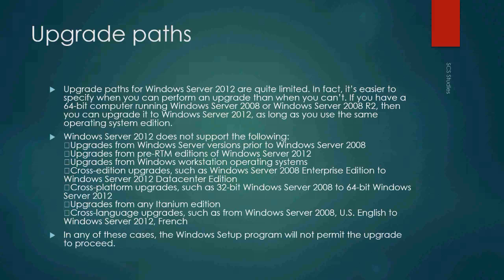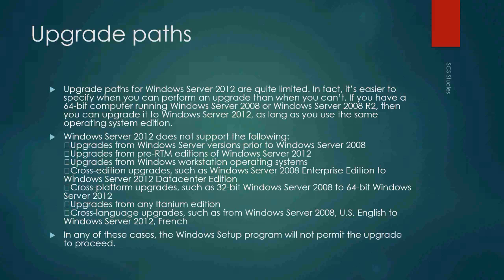The second point is upgrade from pre-RTM editions of Windows Server 2012. That means if you have any pre-RTM edition installed in your environment and you want to upgrade to 2012 server, Standard, Datacenter or any other version, that will not work. The third is upgrade from a Windows workstation operating system. That means if you have Windows 10 or Windows 7 and you want to upgrade it to 2012, this is also not going to work.